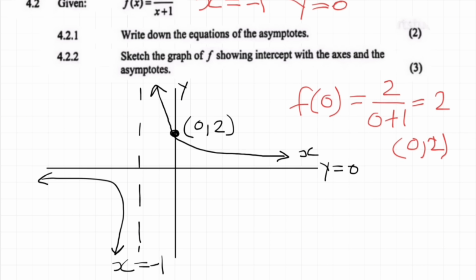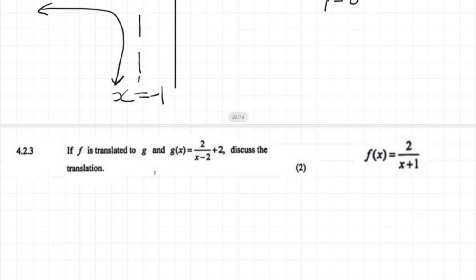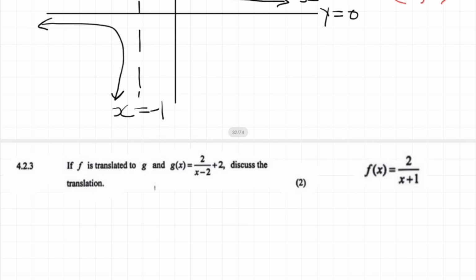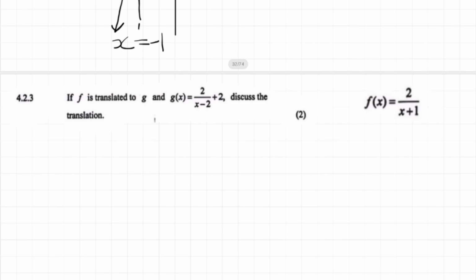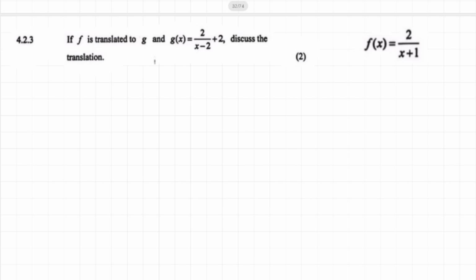Let's move on to the last question. The last question says, if f is translated to g, then g of x is equal to 2. Discuss the translation. Our f was like this, and it changed into this. What changed here? In order for you to understand this, you need to understand this graphically.